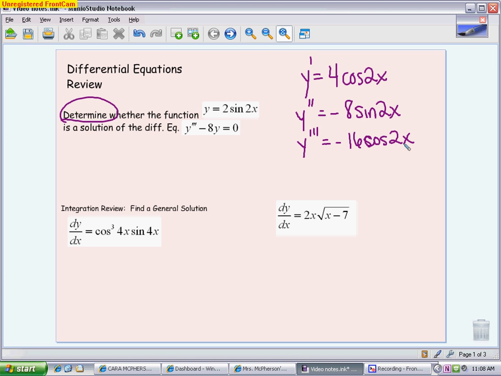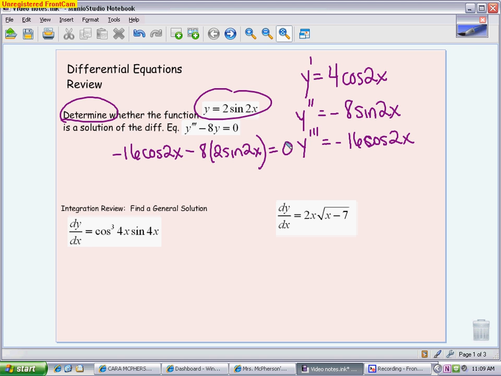Now I want to do my replacements. The goal is that you replace every derivative and every original y with the derivatives that you've found and see if the two sides are equal. So if I plug in negative 16 cosine 2x for the y triple prime, minus 8 times the original y, which is 2 sine 2x, I want to see if that indeed will equal 0. And what you'll notice here is it will not.